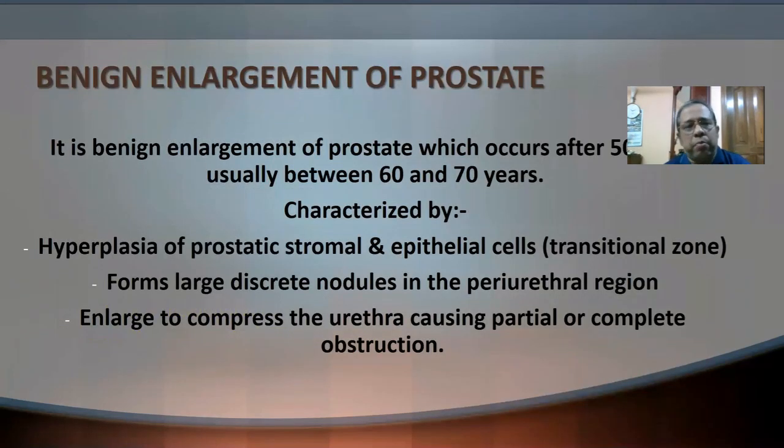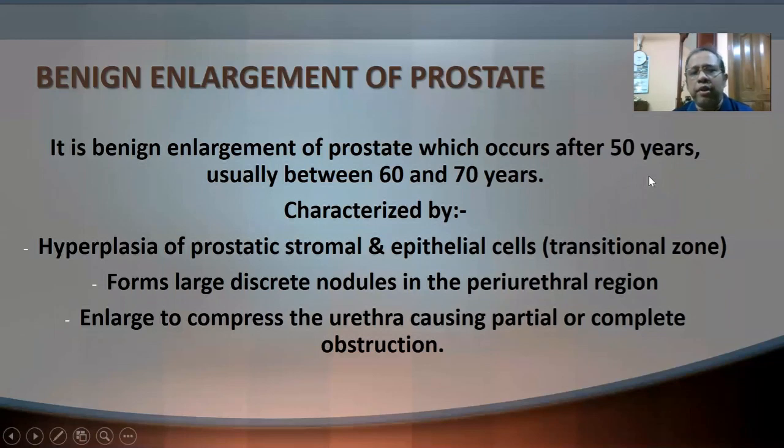Benign enlargement of the prostate occurs after 50 years, usually between 60 to 70 years, characterized by hyperplasia of the prostatic stromal and epithelial cells in the transitional zone. It forms large discrete nodules in the periurethral region, enlarging to compress the urethra, causing partial or complete obstruction.